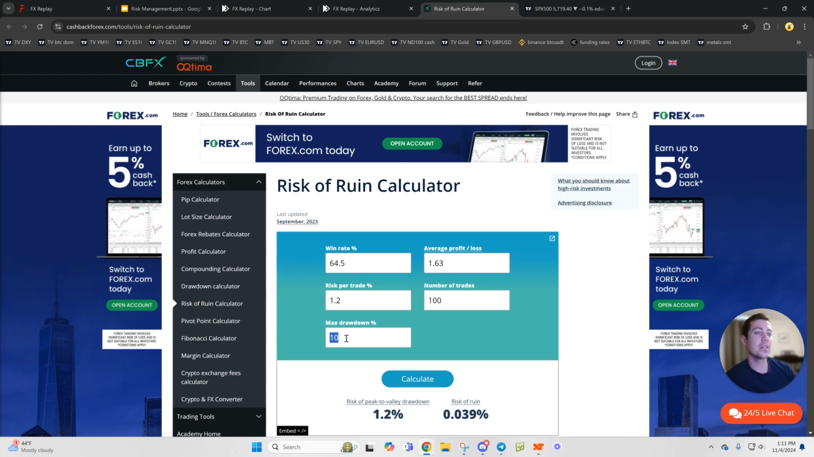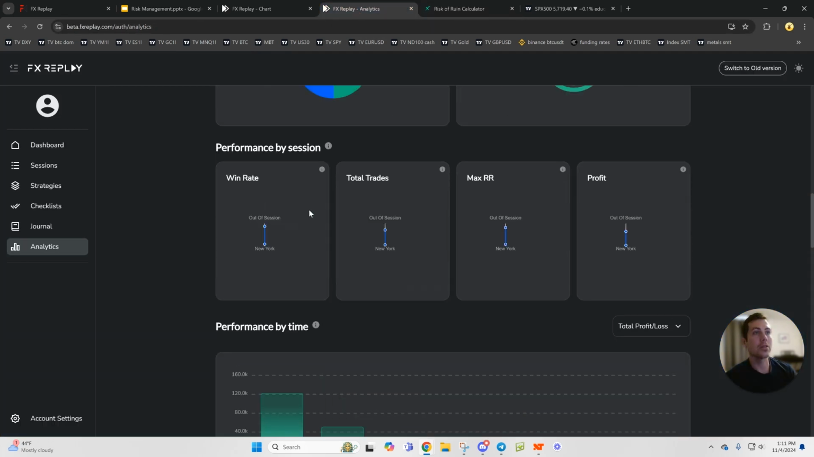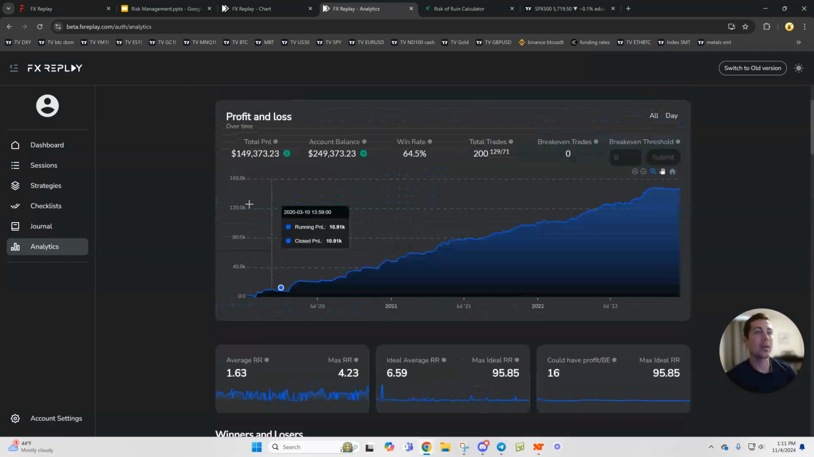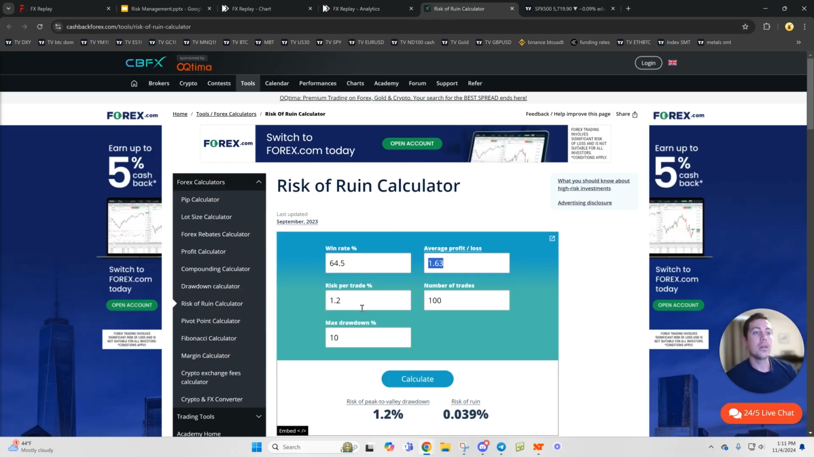Or if you're trading personal funds, this is obviously more discretion. Maybe you don't want to lose more than 20% of your funds or something. You can play around with it. But for challenges, all the different prop firms are going to have specific drawdown limitations that you have to stick to. So you can input those and put the metrics from your strategy within FX Replay, at the top here. And so yeah, it looks like if I was trading this gold strategy, I could use maybe 1.5% per trade pretty comfortably. A little less than that.